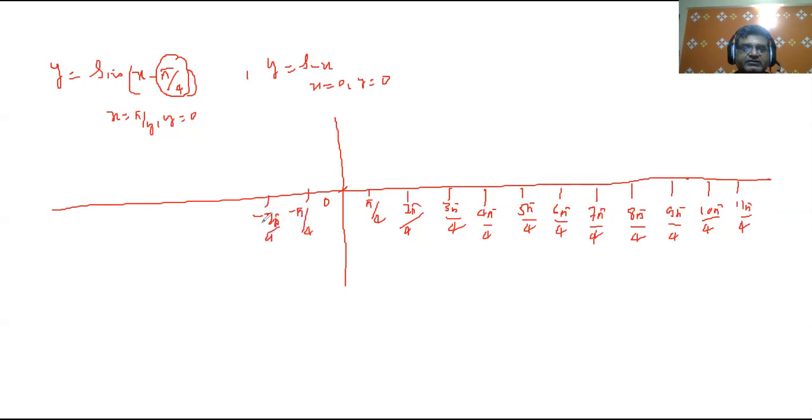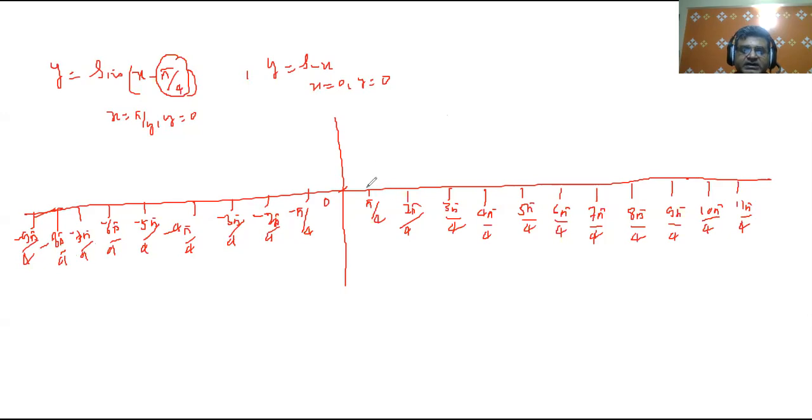Minus 2 pi by 4, minus 3 pi by 4, minus 4 pi by 4, minus 5 pi by 4, minus 6 pi by 4, minus 7 pi by 4, minus 8 pi by 4, and minus 9 pi by 4. Now you can see how the graph is moving.